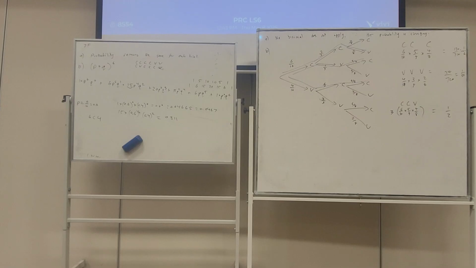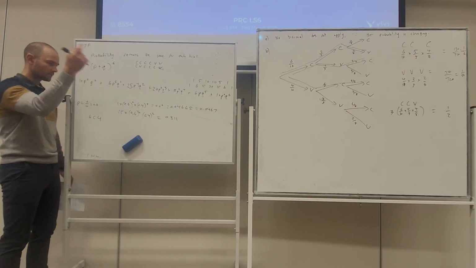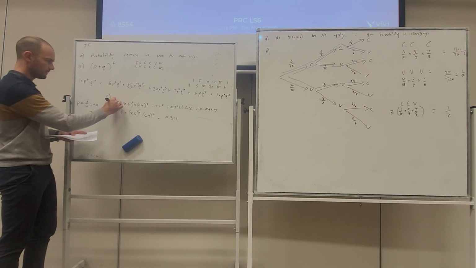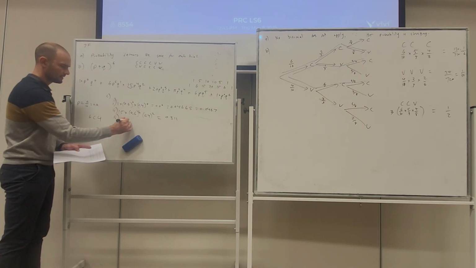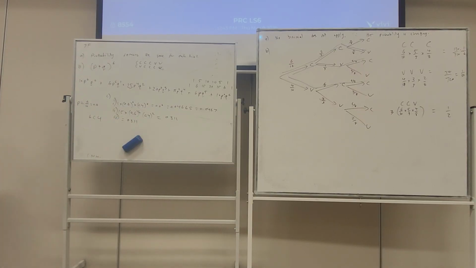Okay, so that's part 2, and then part 3 says exactly 2 veggie delights. Well, that's the same as this event, right? 4 chocolate bars means 2 veggie delights. So our answer for part C is going to be the same, 0.311. Really good. Okay, how many possible ways are there of getting 5 chocolate bars out of 6 trials?